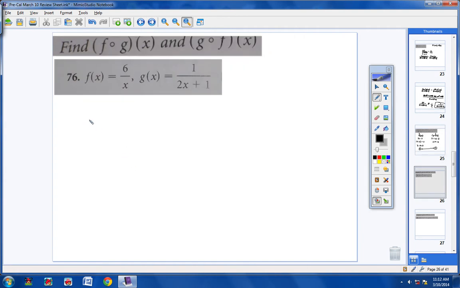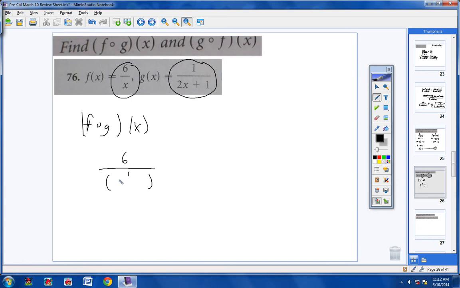Let's start off with f of g of x. Okay, my first letter is f, and so I take my f function right here, 6 over x, and I put a parenthesis where the x is. My next letter is g, so where the parentheses is, I put my g function right here, and that would be 1 over 2x plus 1. So here's what I have. This is not bad. I have 6 divided by 1 over 2x minus 1.